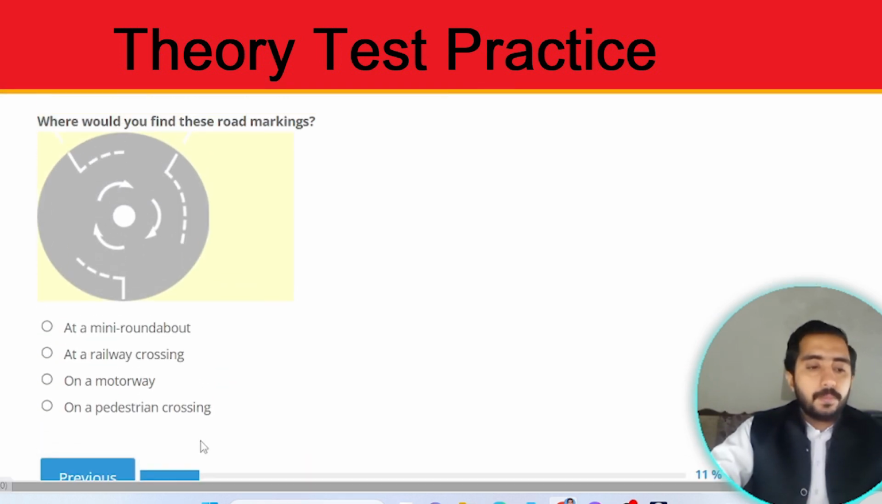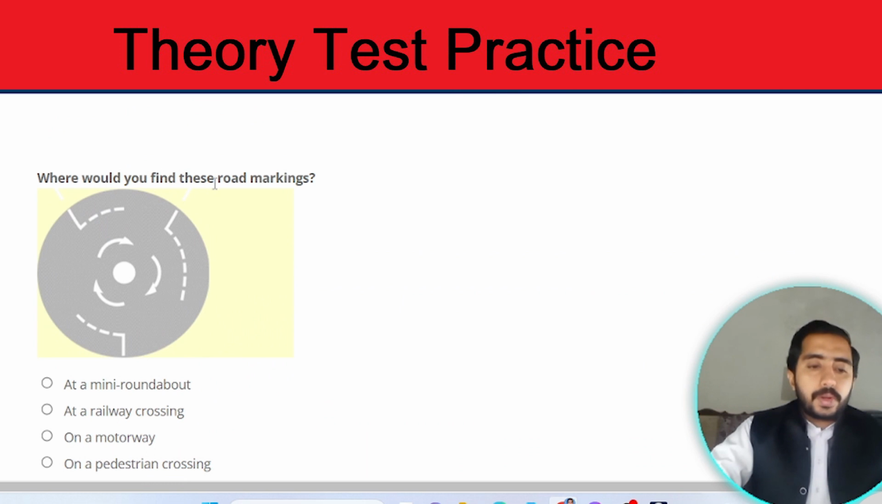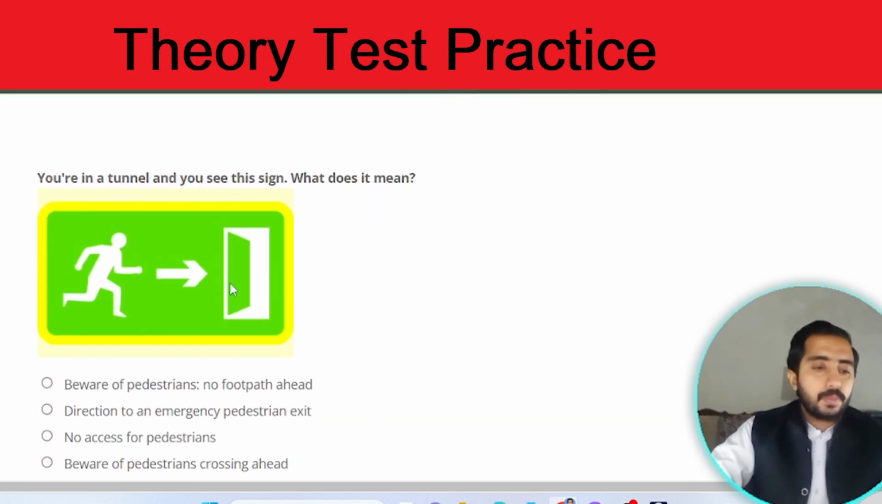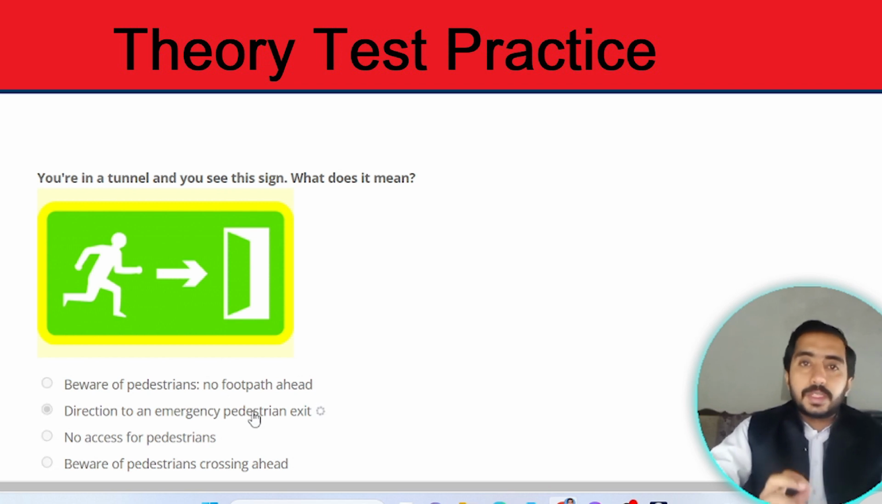Next question. Where would you find these road markings? These road markings are found at a mini roundabout. Option A is the correct one. Next, you are in a tunnel and you see this sign. What does it mean? Actually, this sign is represented by direction to an emergency pedestrian exit. Option B is the correct option. Next question.